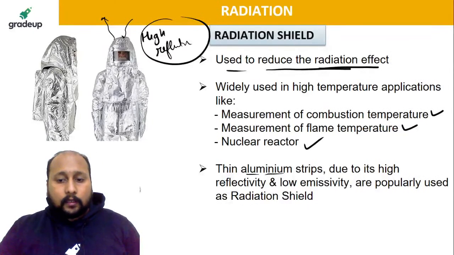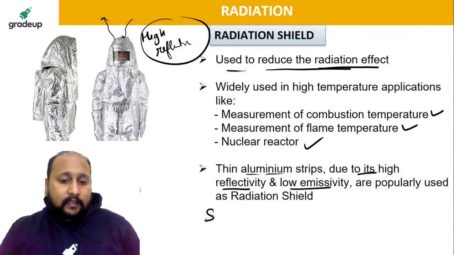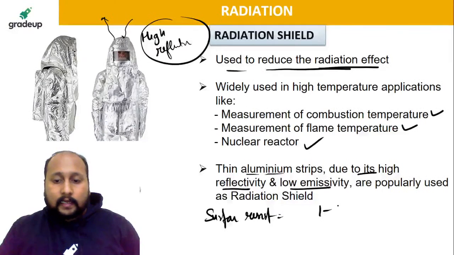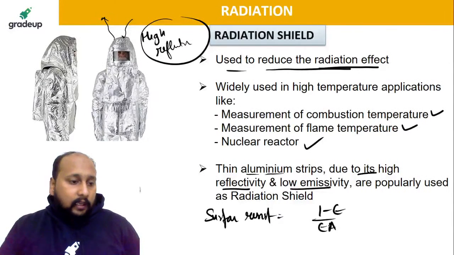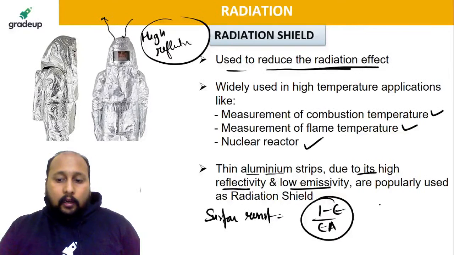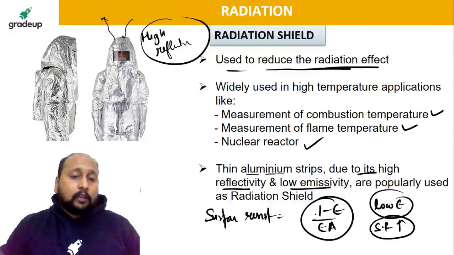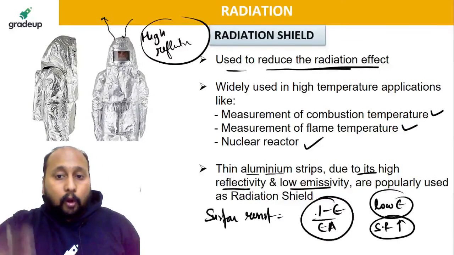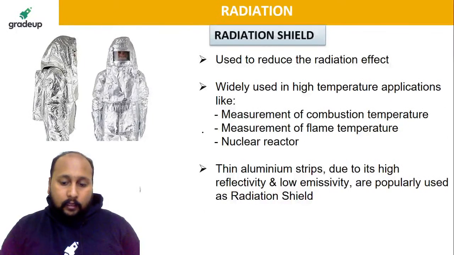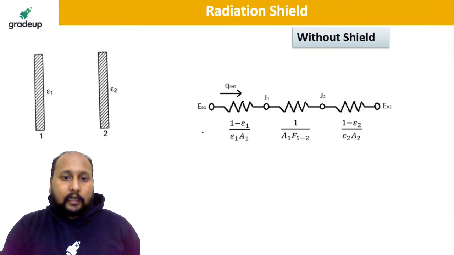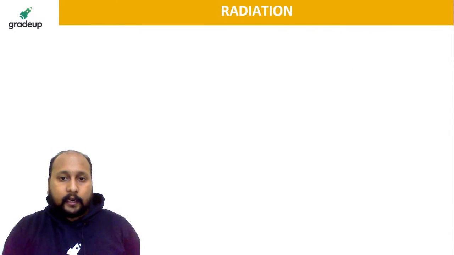Thin aluminum strips are used due to their high reflectivity and low emissivity, because we know what surface resistance is. We have already seen that surface resistance is equal to (1 minus emissivity) upon (emissivity times A). If I use a shield of low emissivity, that means the surface resistance will be high. If the surface resistance is more, you will have high blockage to the radiation effect. Okay, is this clear?